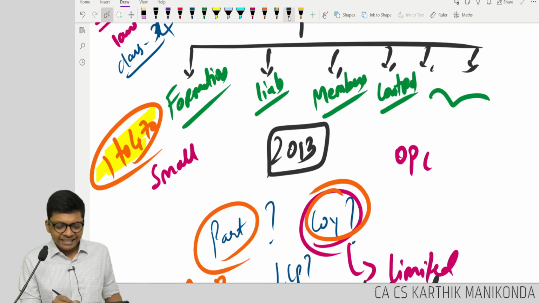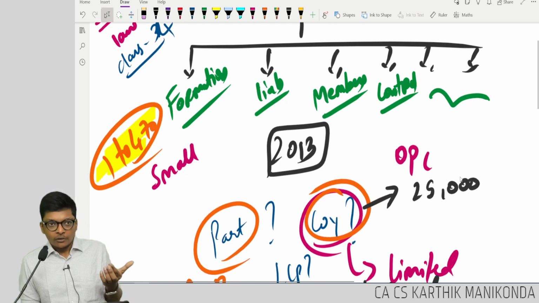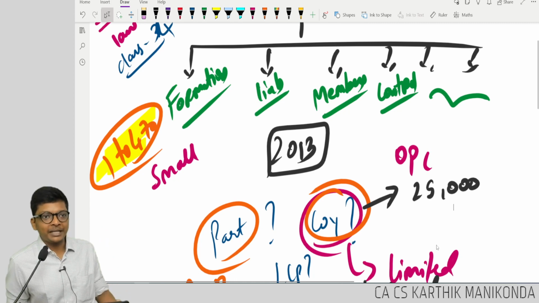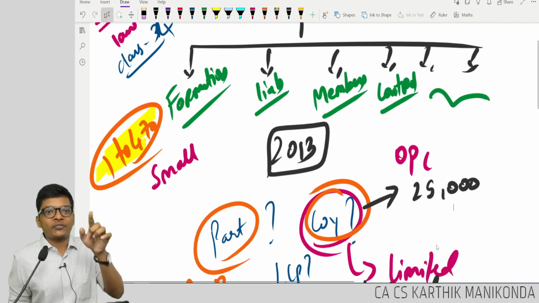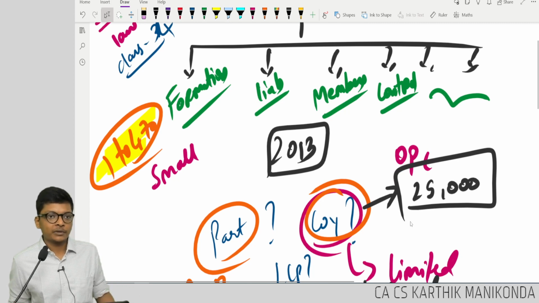That means each company on average should spend roughly about 25,000 with low fees. Others will charge high, 50,000, 1 lakh, the bigger you are. So if you start a company, my annual cost of compliance is minimum 25,000 per year.